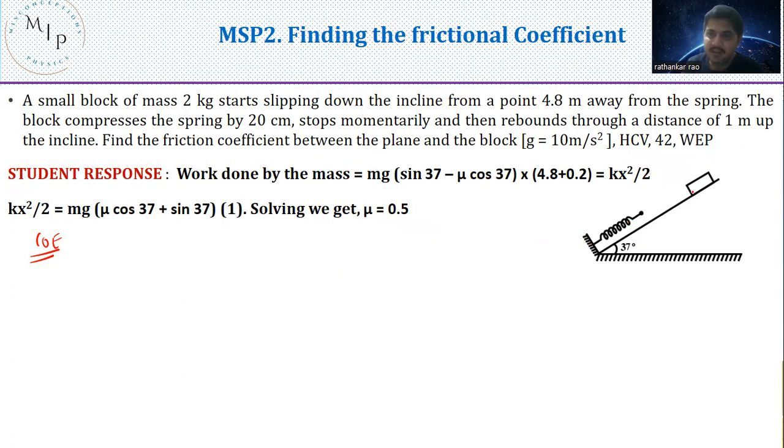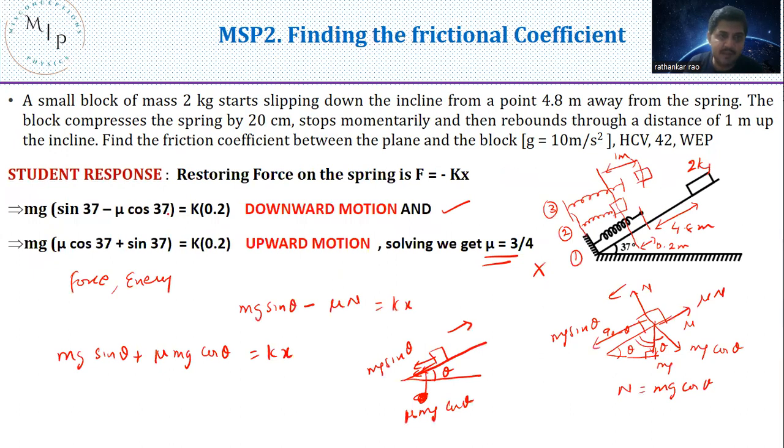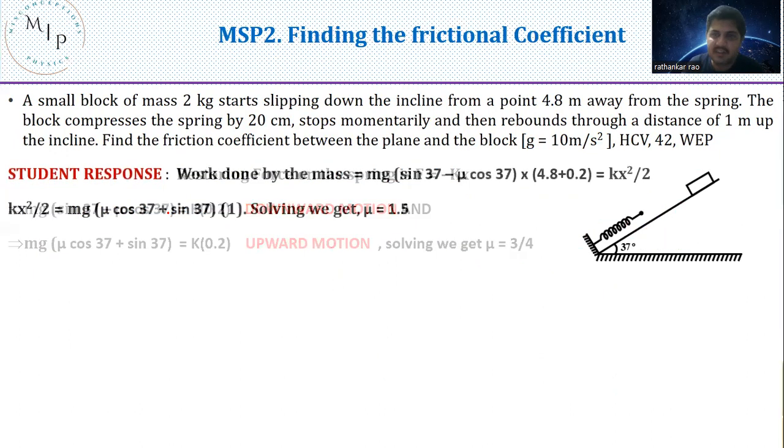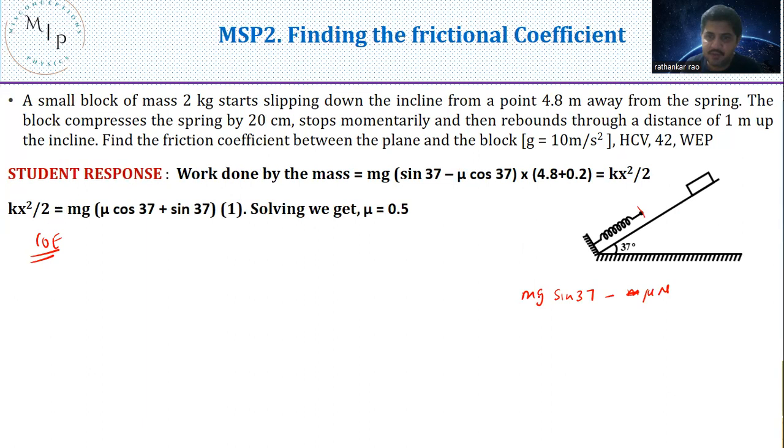Therefore, the total force acting on this object when it reaches here and touches this object over here is nothing but mg sine 37 minus mu times n. The same equation I have written. Why did I use the same equation? The reason is that this is a force, and this force is the same here or here.